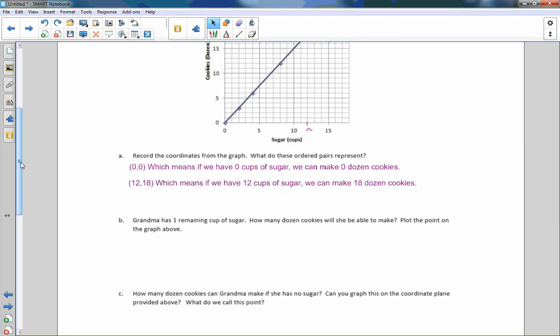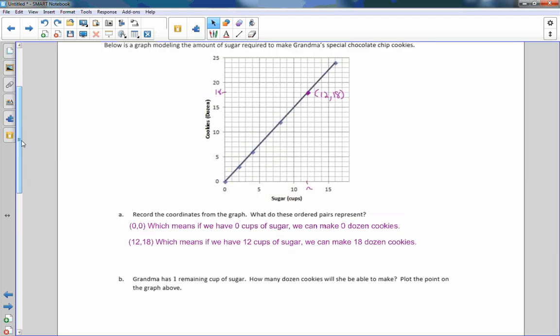Okay, B. Grandma has 1 remaining cup of sugar. How many dozen cookies can she make? So I'm going to plot this point on the graph above, which it says to do. So 1 is right here. So if I go up and put a dot on this line right here at 1, I'm in between somewhere here. So it's not 1, it's not 2, but it's somewhere in between. So this is the point 1 comma something, and we're working our way towards our unit rate now, R.